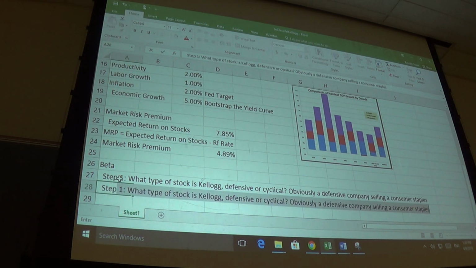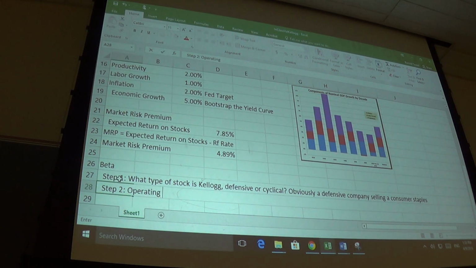Step 2, we talk about the operating leverage. So here you want to have some discussion about the firm itself. I'm going to assume that this is quasi-manufacturing, right? They have a plant that produces stuff. It's probably unionized labor, I would guess. I don't know that. Where does Kellogg actually produce its stuff? It's probably unionized, wouldn't you think? So that gives us some fixed costs.